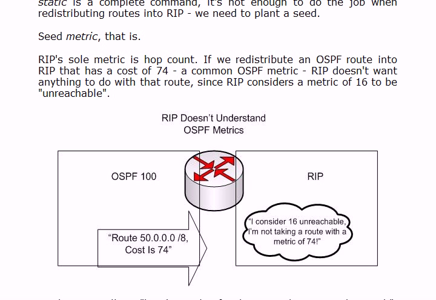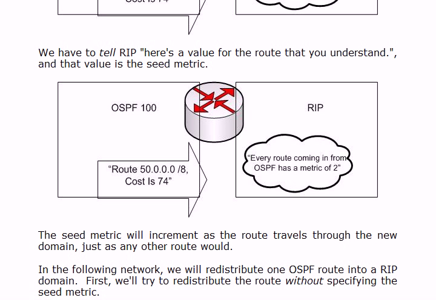RIP is going to have a nervous breakdown because it's going to say, hey, I consider a metric of 16 to be unreachable, and you're giving me something with a metric of 74. You know, that's 5 times infinity times unreachable. I don't know what to do with that, so I'm not taking it. And that's what will end up happening. What we have to do is tell RIP, hey, we understand. Here's a value for the route that you will understand, and it's a starter route or a seed metric.